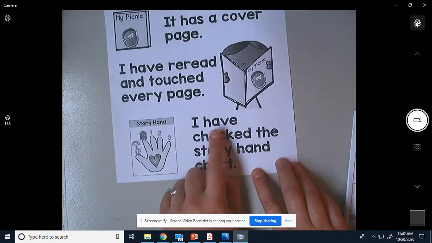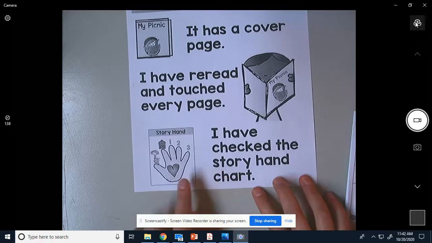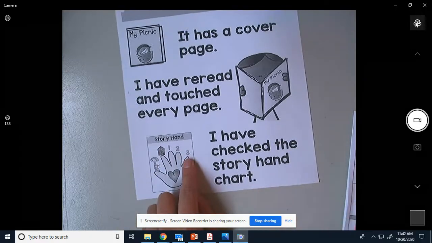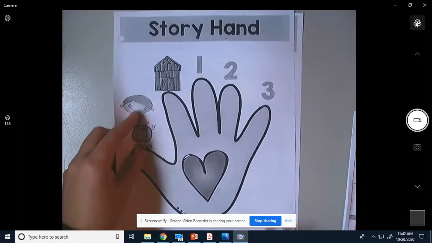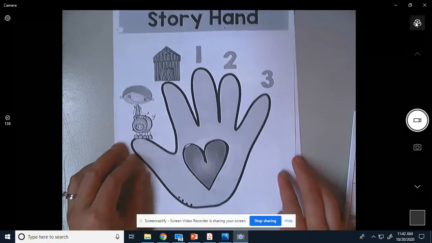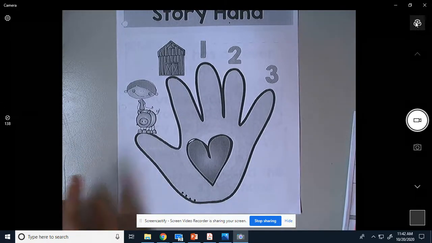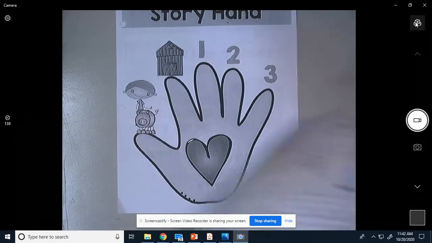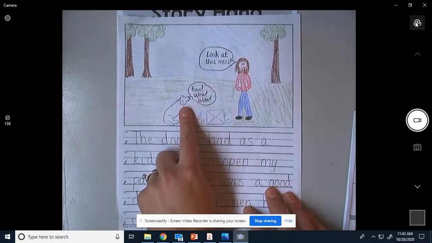Then at the bottom, I have checked the story hand chart. So if you don't have a story hand chart with you, this is what it looks like, and I'm going to show it to you now. And you can use it to check yours if you don't have it. Story hand looks like this. So the story hand reminds us of what we need in a story. So first, we need characters. Okay, does my story have characters? Yes, it has me and my dog.